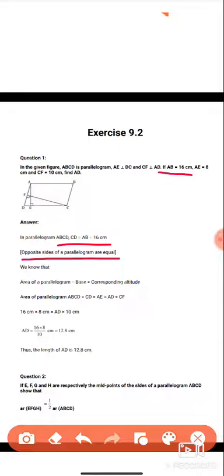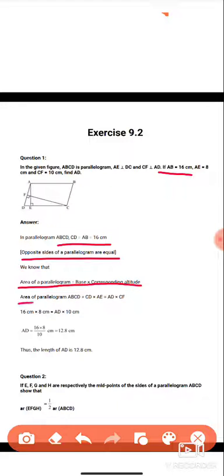Okay, so they will be equal. AB is 16, so CD is also 16. Now you know the area of a parallelogram. What is the area of a parallelogram? That is base into height. Area of a parallelogram is base into height, or altitude also you can say.